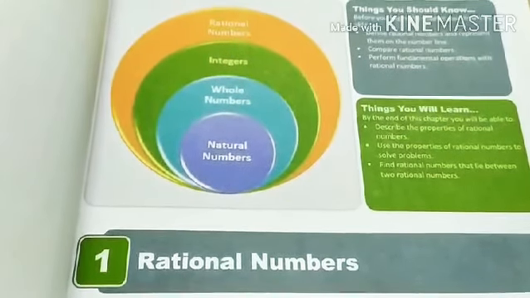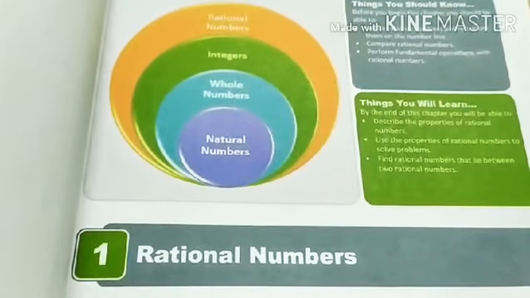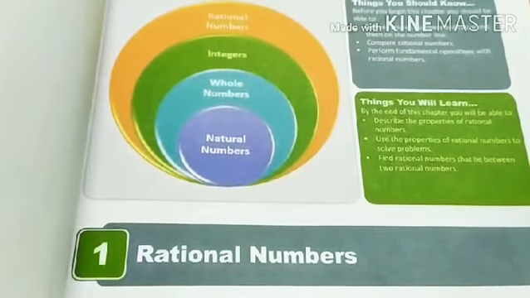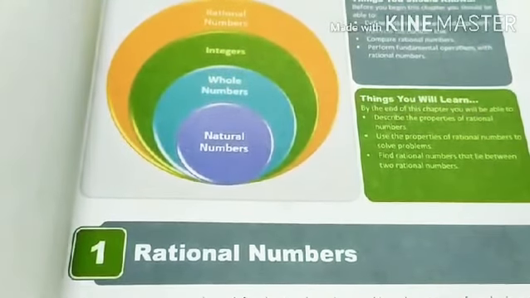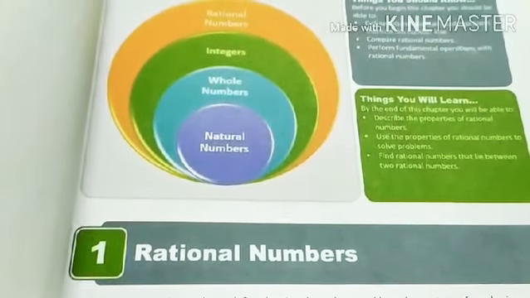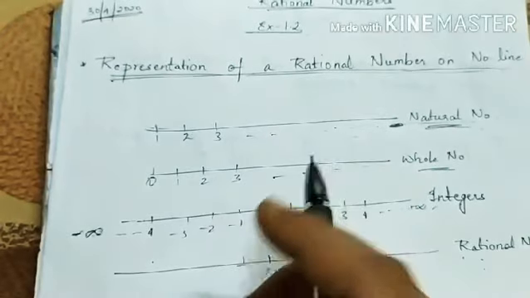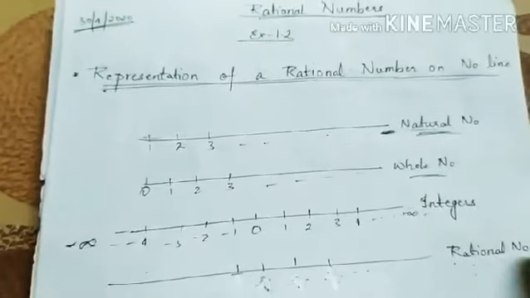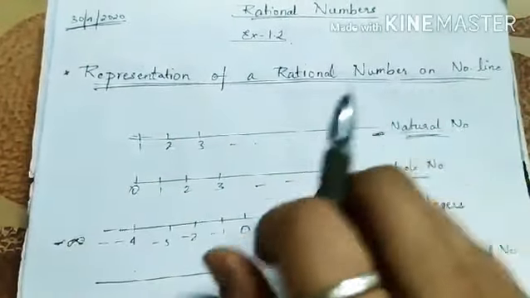In this class today, we are going to see the next topic, that is exercise 1.2 of rational numbers, that is representation of rational number on a number line. So moving to the topic, that is representation of a rational number on number line.